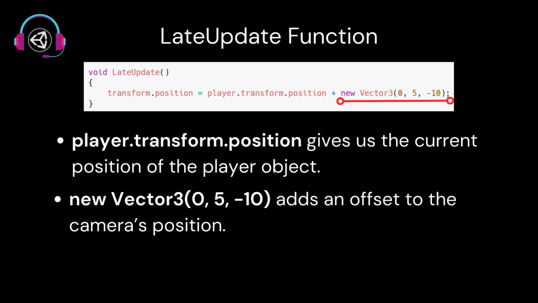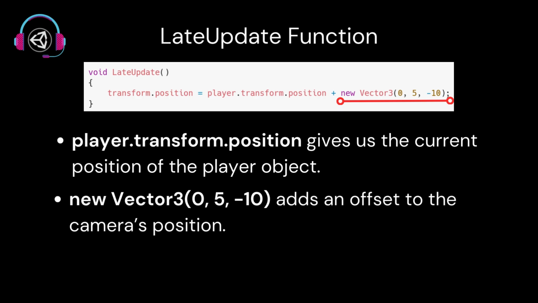But here's the key point: this script is inside LateUpdate. Why? LateUpdate is called after all the Update functions have finished. This means the player's movement has already been applied by the time the camera's position is updated, ensuring the camera always follows the player smoothly without any jitter or delay. By using LateUpdate here, we ensure that the camera moves after the player has moved, providing a smooth, stable following behavior, even if the player's position changes during Update.